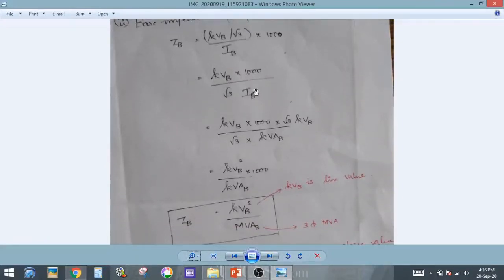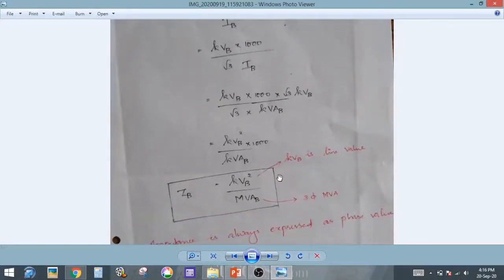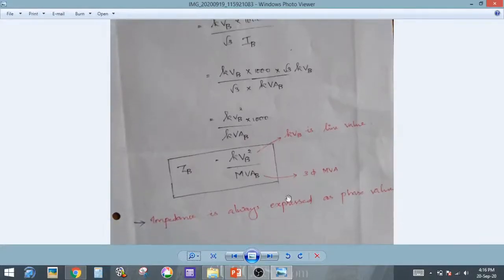Again we are substituting IB. In the previous equation we know IB equal to base kVA divided by base kV, and by substituting that expression we will get ZB equal to base kV square divided by base MVA, where base kV is the line value and base MVA is the three-phase MVA. Impedance is always expressed as phase value.